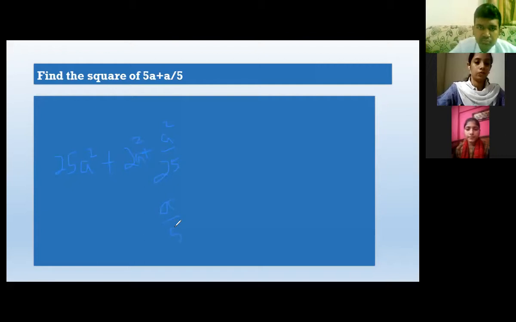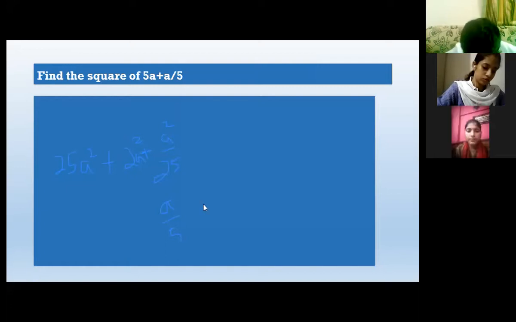Okay, Iman, what answer did you get? The same answer. Which answer, number 1 or 2? Number 1. That means you are getting 2a square in the second term. My answer is 25a square plus 2a square plus a square upon 25. Very good. Very good. So now let me discuss the answer with you, students.